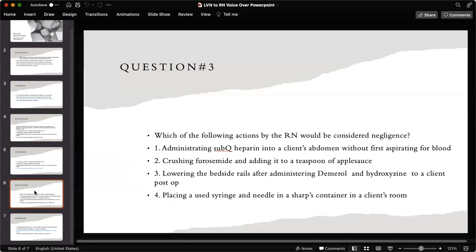Number 3, lowering the bedside rails after administering Demerol and hydroxyzine to a client post-op. Would this be considered negligence? Well, we all know that we don't want to lower the bedside rails, especially if we have a patient who's on Demerol, which is a very strong opiate, and then hydroxyzine, which is an antihistamine, also called Vistaril, and it can cause extreme drowsiness, and the patient's post-op.